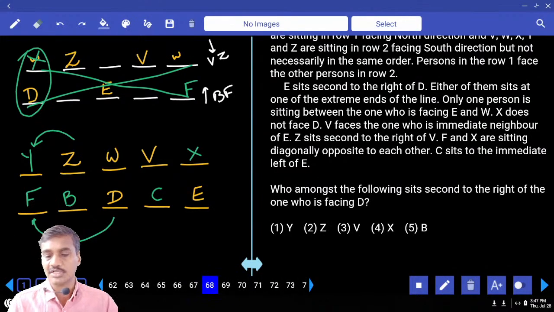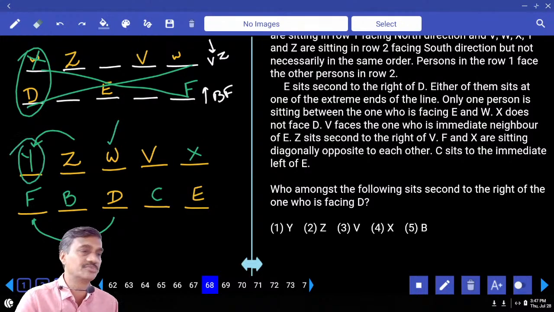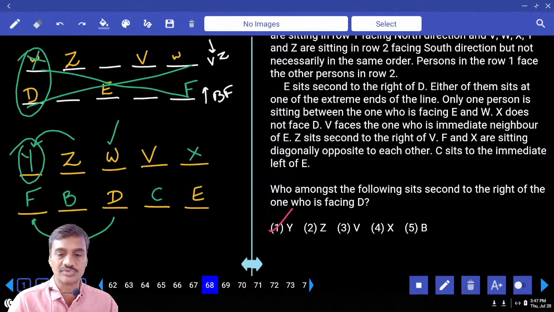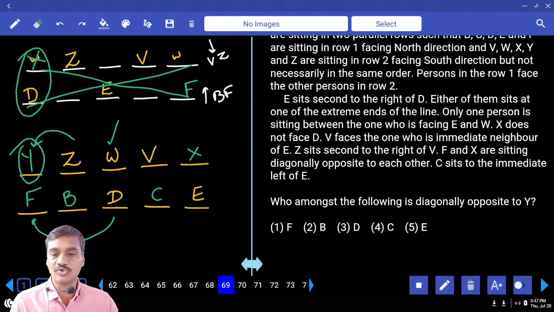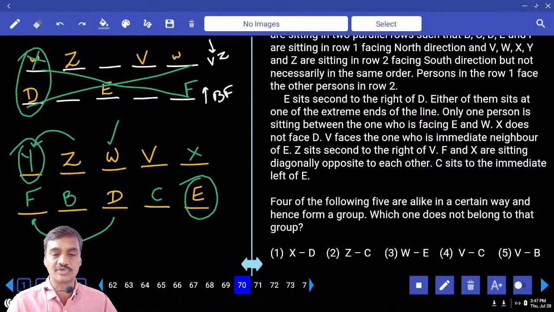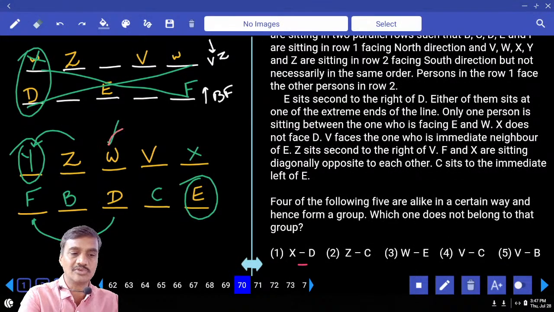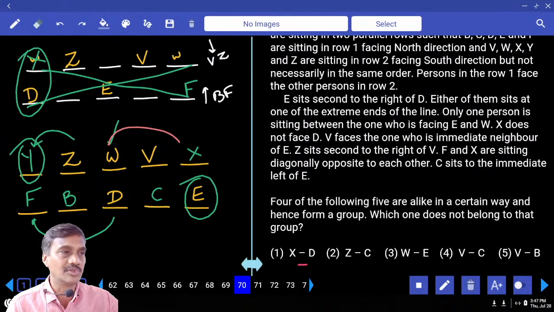And 68, who among the following sits second to the right of the one who is facing D? Now the one who is facing D is W. Second to the right of W, who is that person? Y. That is choice 1, question number 68. And who among the following is diagonally opposite to Y? Diagonally opposite to Y, who is that person? E. E, choice 5, question number 69. Then 4 out of the following are alike, the odd man out is X and D. Now X and D: D is opposite W, and second to the left of W is X.